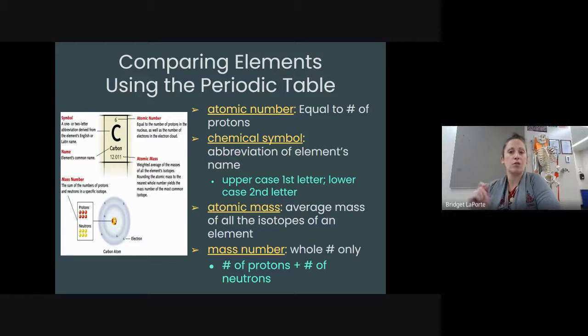Good additional note to write down in your notes or type in your notes. And the atomic mass or the average atomic mass will almost always be a decimal. And so we know that's not the number we are going to be using.